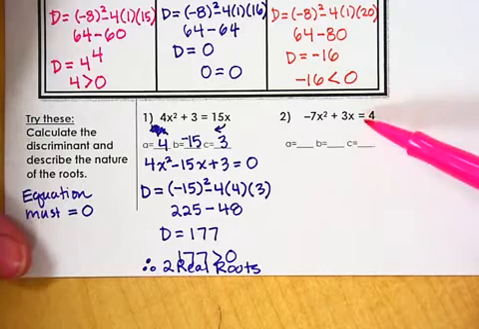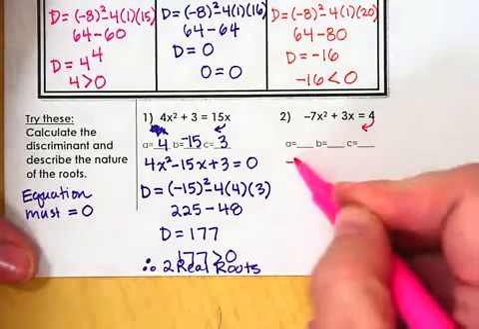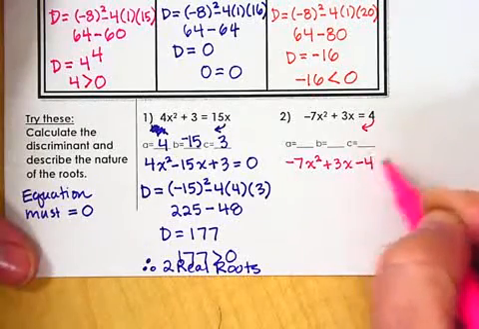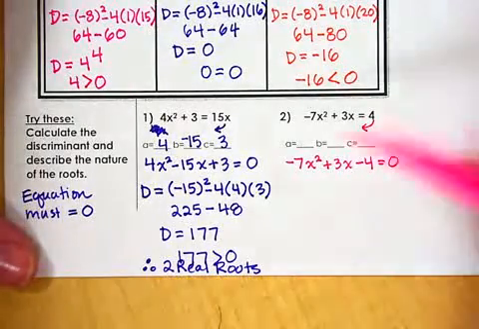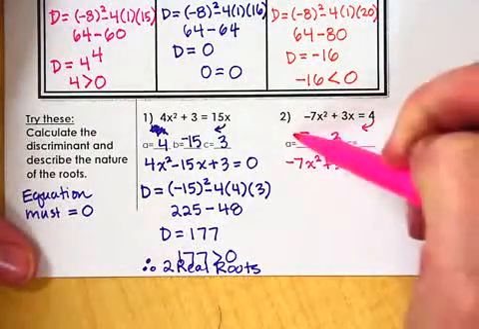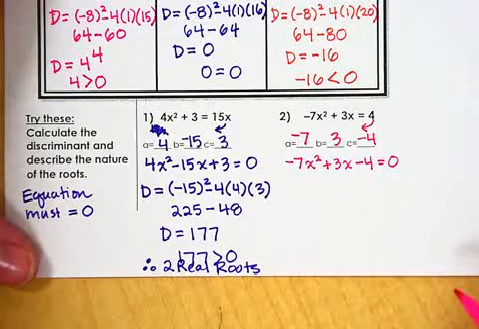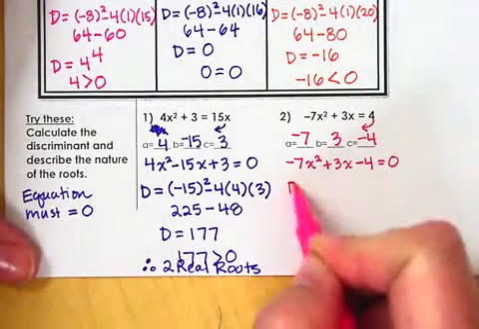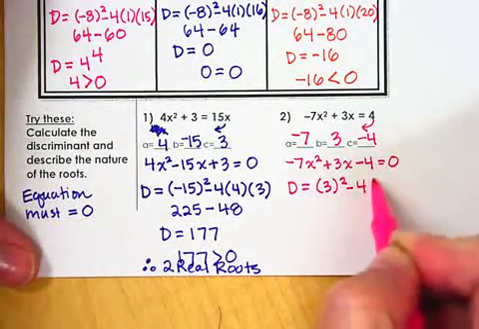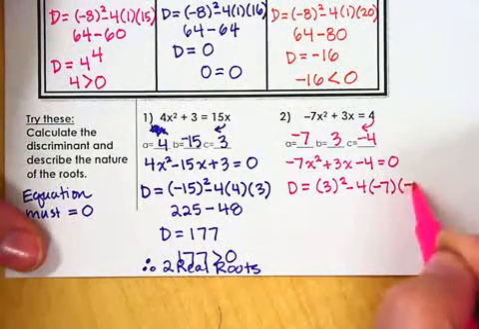Again, we need to have this in order with this equal to 0. So I'm going to move the 4 over. Negative 7x squared plus 3x minus 4 equals 0. So A is negative 7, B is positive 3, and C is negative 4. So now let's plug this into our formula. D equals 3 squared minus 4 times A, which is negative 7, times C, which is negative 4.